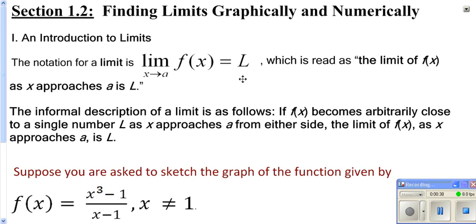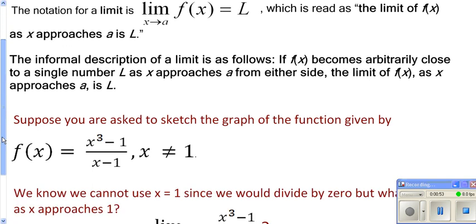Basically, as you get closer and closer to a particular value of a for your x value, what does your function get closer and closer to? And if it's getting closer and closer to one particular number, then that's what our limit is that we're discussing.